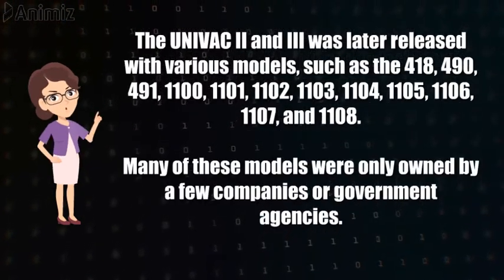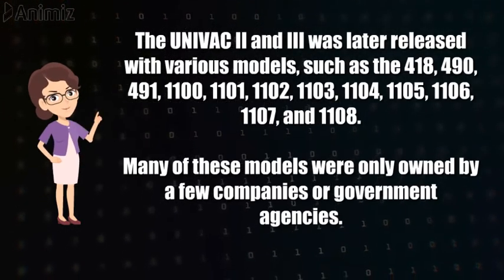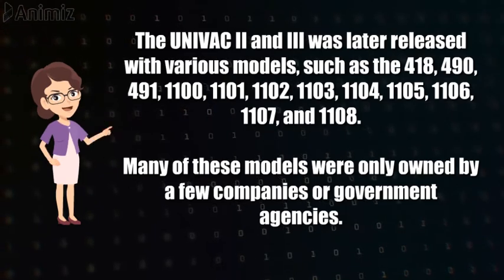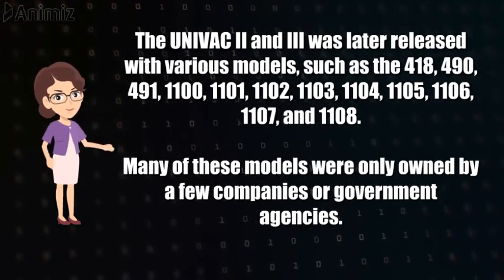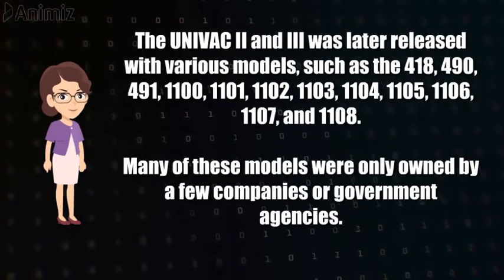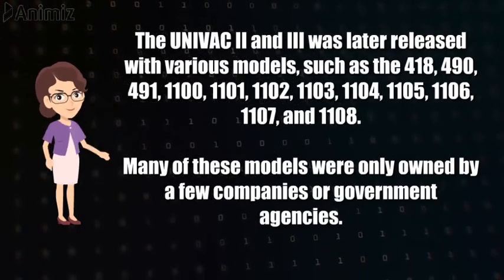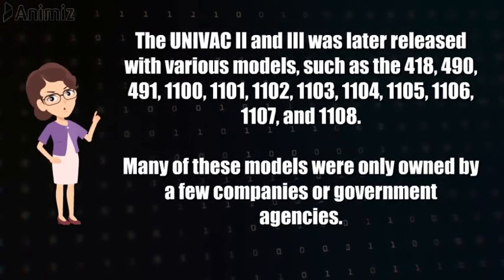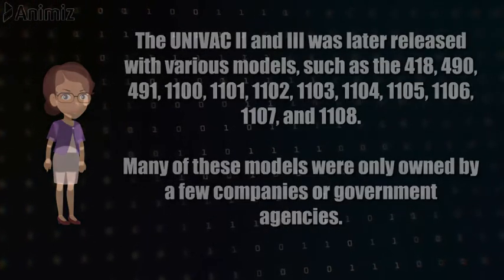The UNIVAC 2 and 3 were later released with various models, such as the 418, 490, 491, 1100, 1101, to 1108. Many of these models were only owned by a few companies, or government agencies.